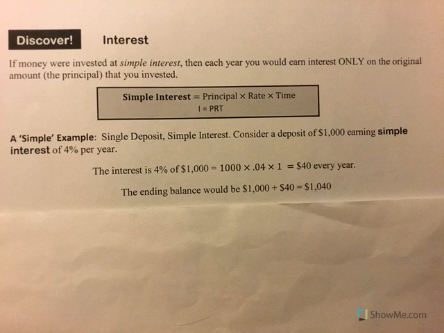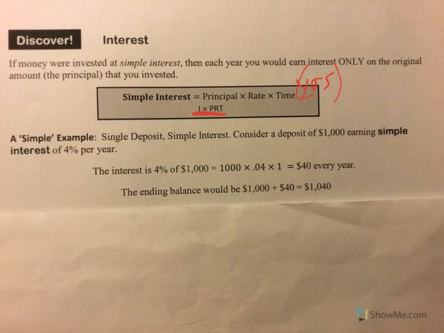So when you think about this, the formula for simple interest is I equals PRT. Interest is principal times rate times time. Principal is how much you start with. Rate is your annual interest rate as a percent or as a decimal. And then time is in years. That is one thing to remember: time is always in years when we're talking about simple interest.